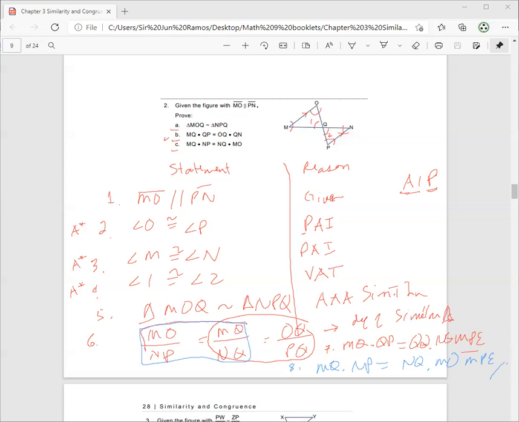Then I will end my proof by writing these two bars here. That means it is over. So let's see what we did.